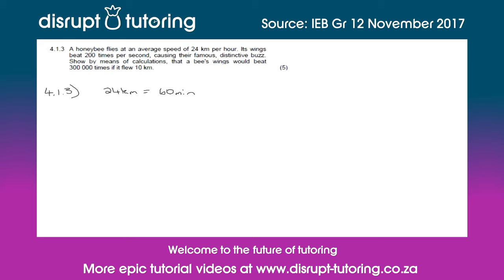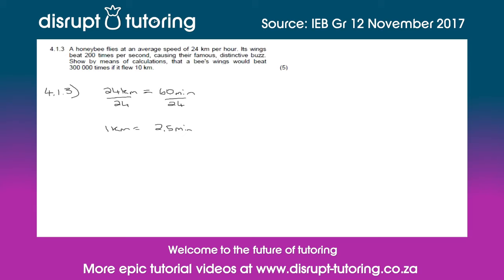So now we need to find out how far the bee goes in 1 kilometer. So we divide both sides by 24, because dividing both sides by the same number keeps the equivalency of the equation. So then we know that for 1 kilometer, the bee goes 60 over 24, which in your calculators is 2.5 minutes. So this means that the bee takes 2.5 minutes to fly 1 kilometer.